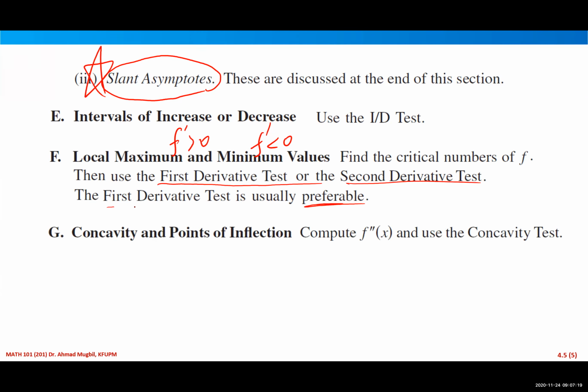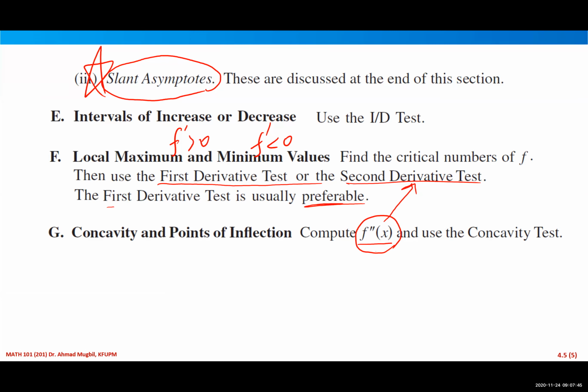The concavity and the points of inflection, you just need to find the second derivative. And of course, by the way, if you have a problem and you already have the second derivative, it is good also to apply the second derivative test, because you already found it. Usually we avoid, guys, the second derivative test because we don't want to find the second derivative. But if you are forced to find the second derivative, use it.